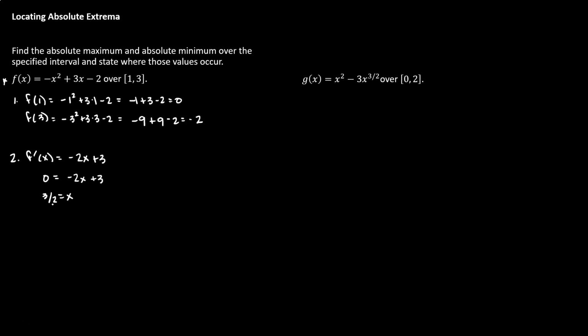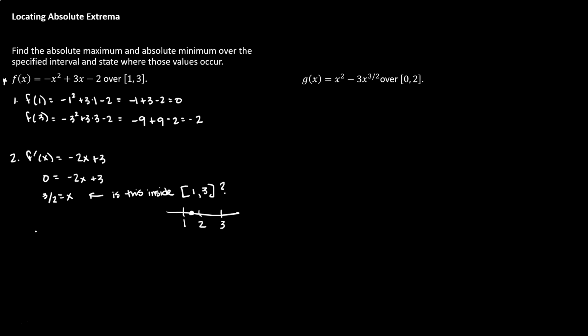We find that x needs to be 3/2. And just to be sure, we need to double check, is this inside of the interval from 1 to 3? There we go. 3/2 is like 1.5, and 1.5 definitely lives within the interval from 1 to 3. 1.5 would be like right here. So yes, our critical point is inside of that interval, so we should consider it.